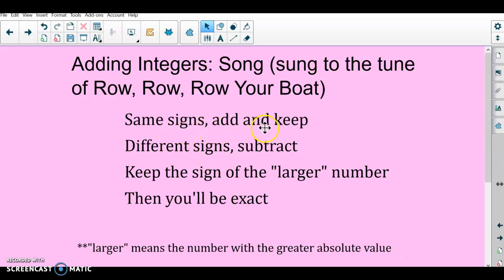Same signs add and keep, different signs subtract. Keep the sign of the larger number, then you'll be exact.